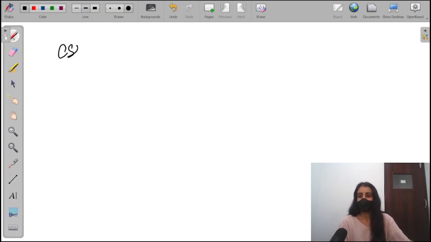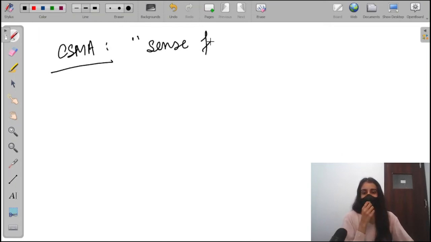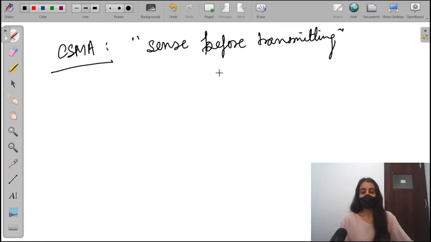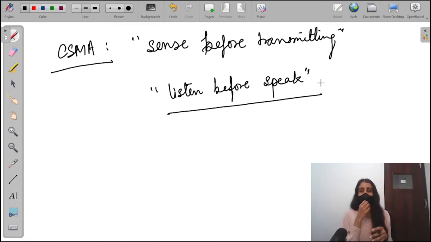So now we know that the CSMA protocol wants the station to sense whether the medium is busy or idle, to sense the state of the medium. So it is based on the principle of sense before transmitting, or in layman's terms, listen before speak. We need to know the state of the medium before sending, so that collision would not happen.